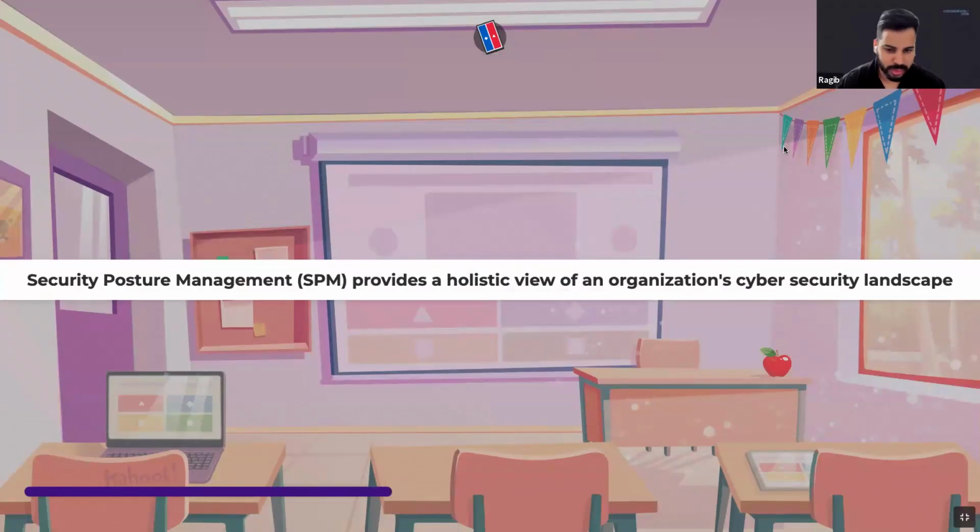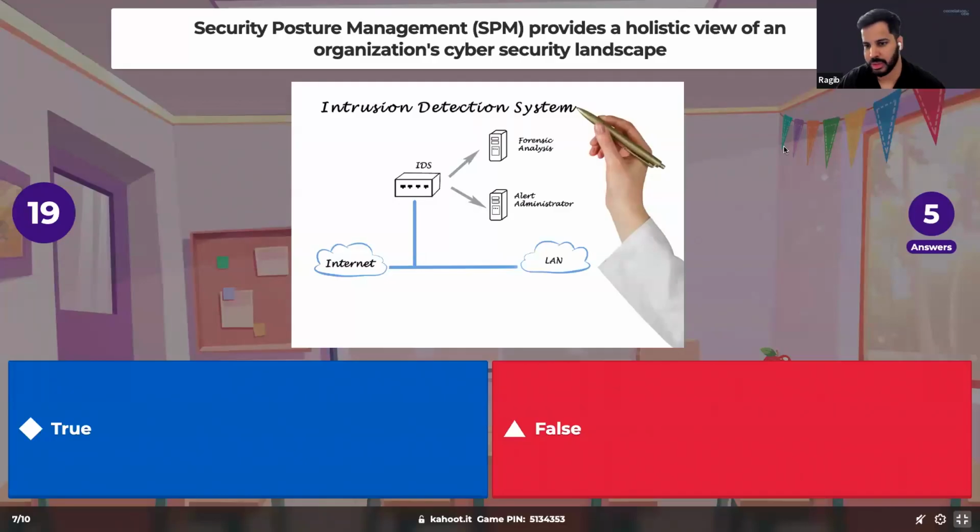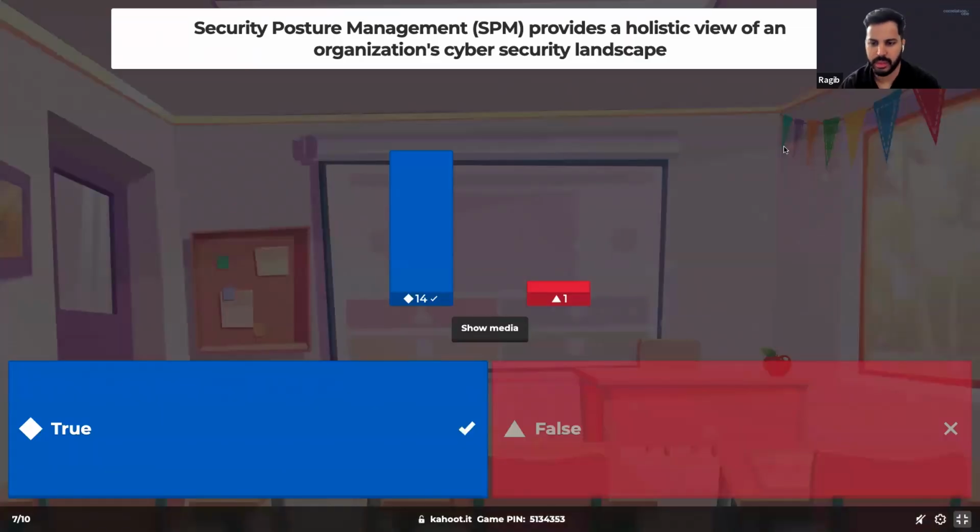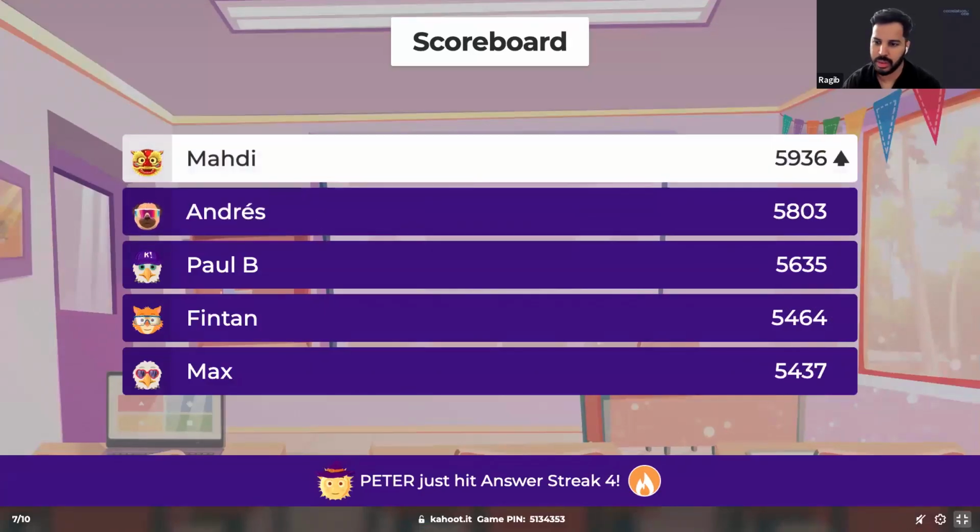Okay. Very easy. SPM provides a holistic view of an organization's cybersecurity landscape. We talked about SPM. Okay, that's true. That's correct. Right. So SPM, security posture management, gives you a holistic view of your cybersecurity posture. Right. So next, let's take a look at the score.